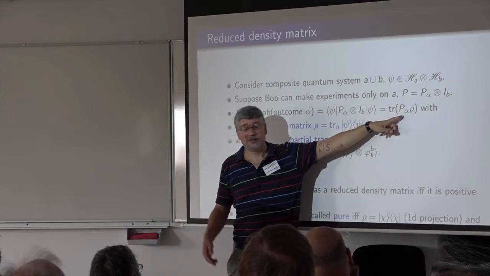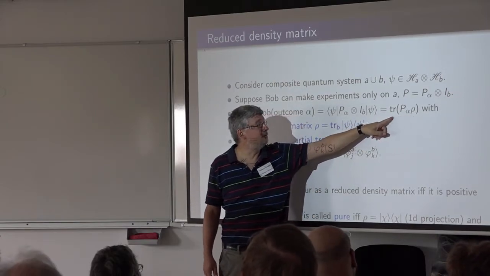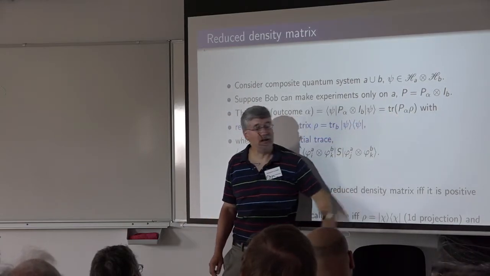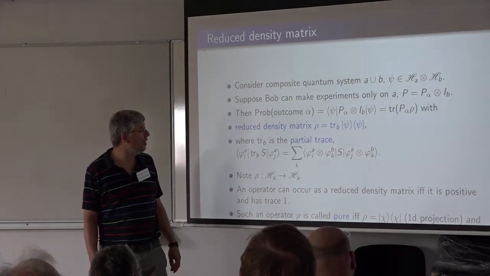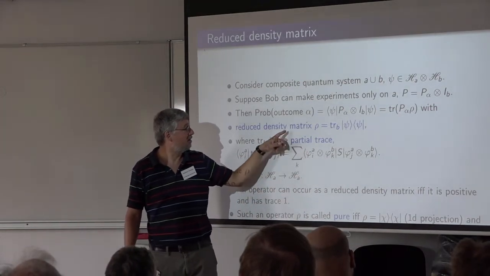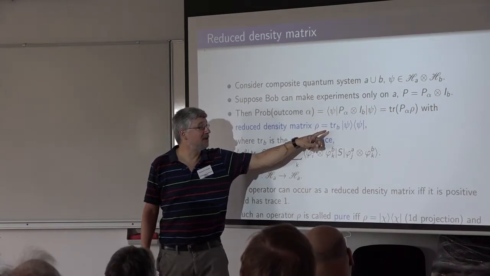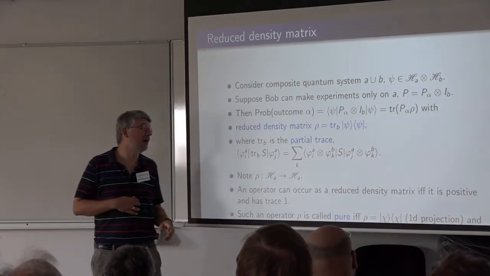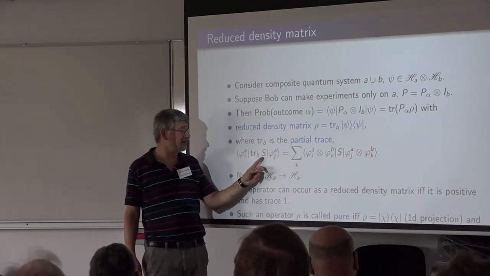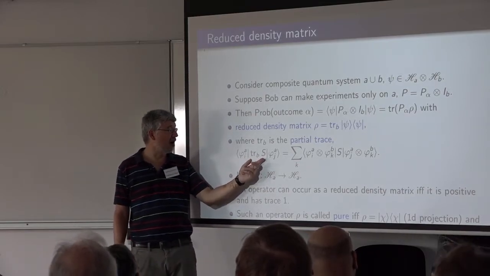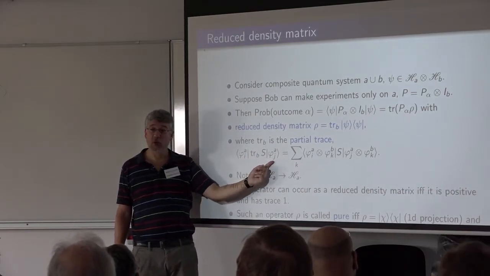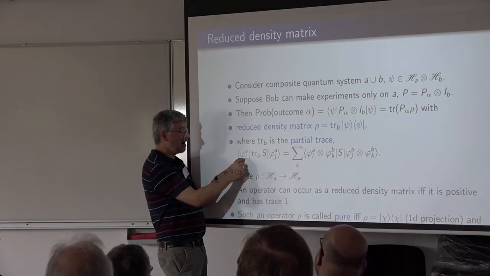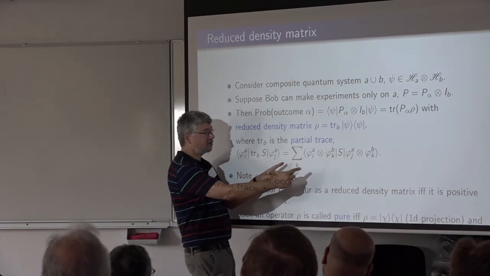Now again, after some calculation, you can rewrite it in this form. You can write it as the trace of P alpha times an operator rho, where rho is the following operator. It's called the reduced density matrix, and you obtain it by taking the partial trace of psi to psi. That means the following: for any operator S, the partial trace is the operator whose matrix elements, so here I'm using some basis phi, matrix elements I and J of this operator are computed in this way.